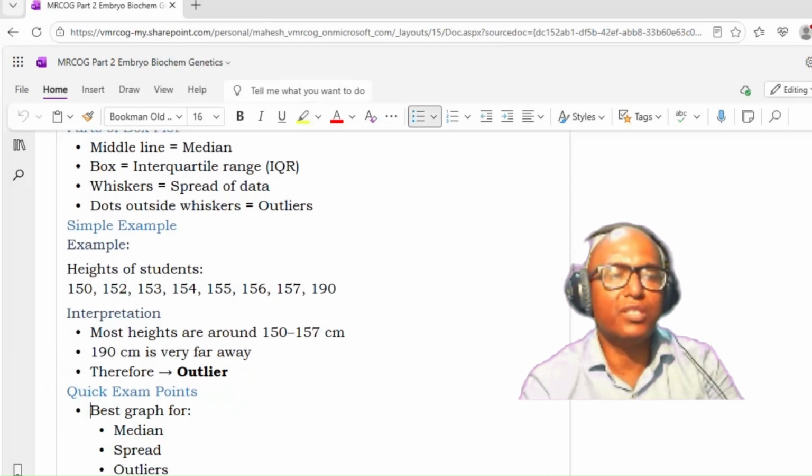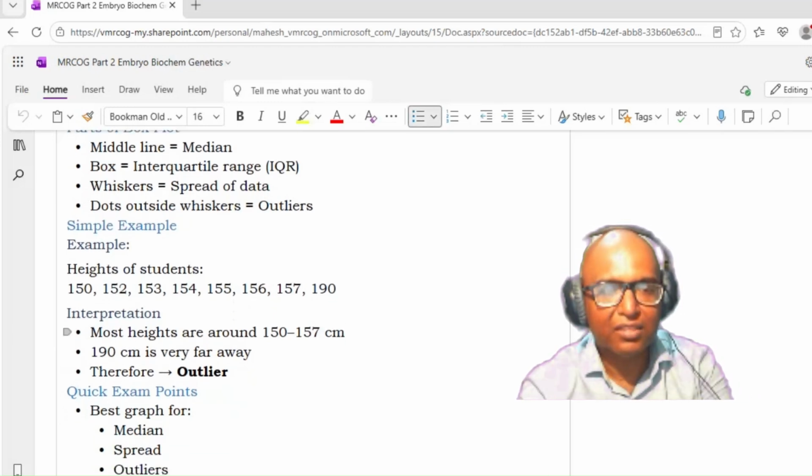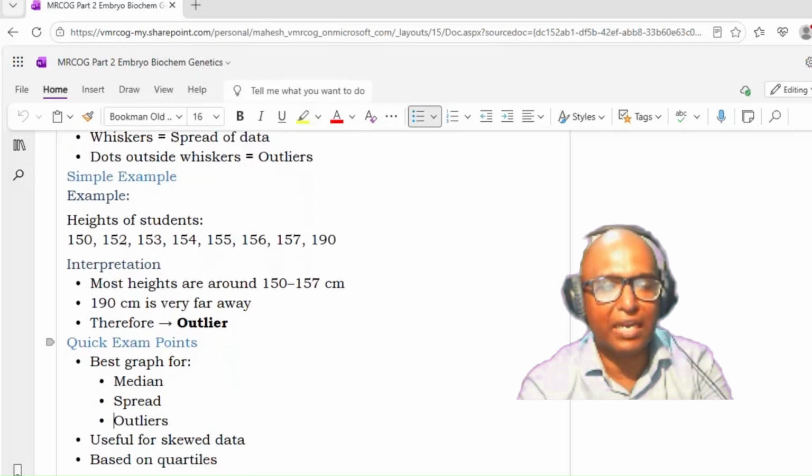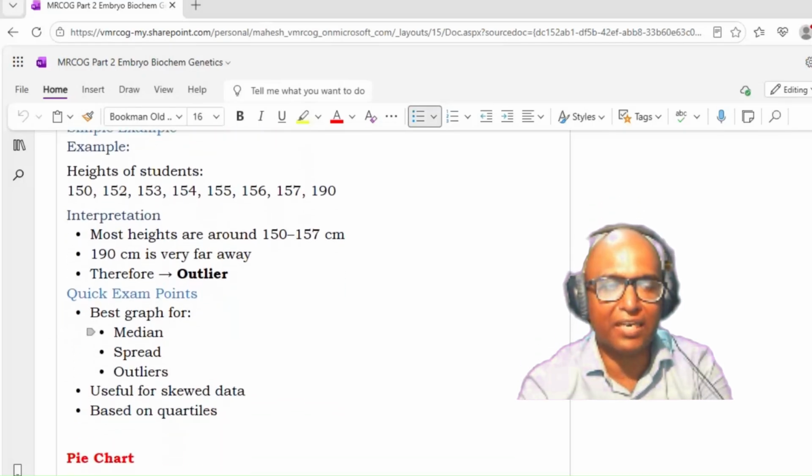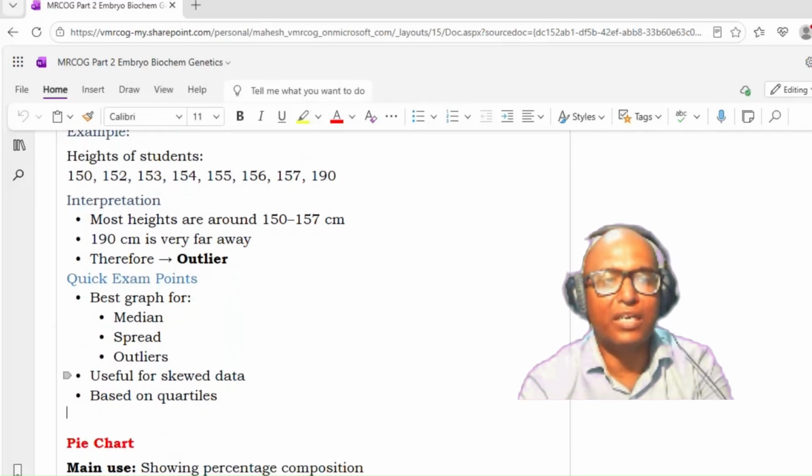So this is the best graph for median, spread and the outliers. It is used for skewed data and it is based on quartiles. So that is the Box-Whisker plot.